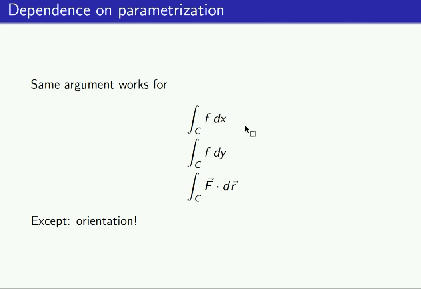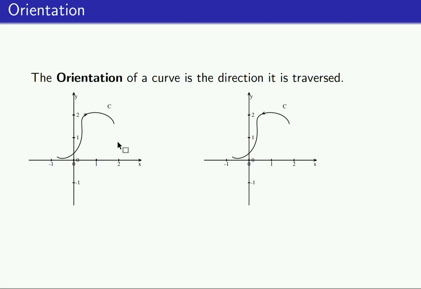What is orientation? Orientation is a pretty simple idea. It's which direction you're going on the curve. So let's say you start from here and you go this way. I put a little arrow here to indicate which way we're going. Okay, and here we're going the opposite direction. We're going from here, ending in here. So I put the arrow that way. This is called orientation. These two are the same set of points, but they're opposite orientations.